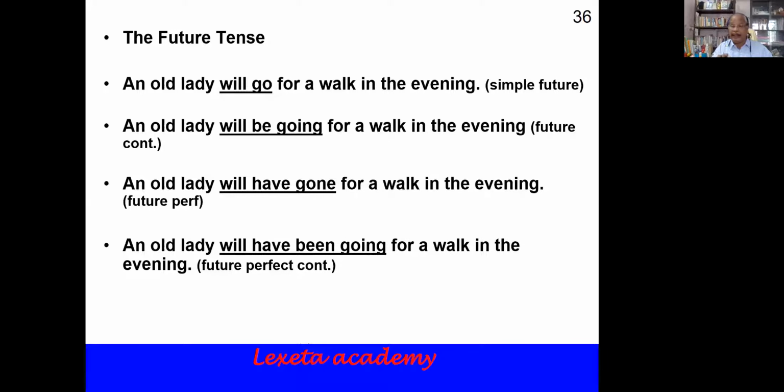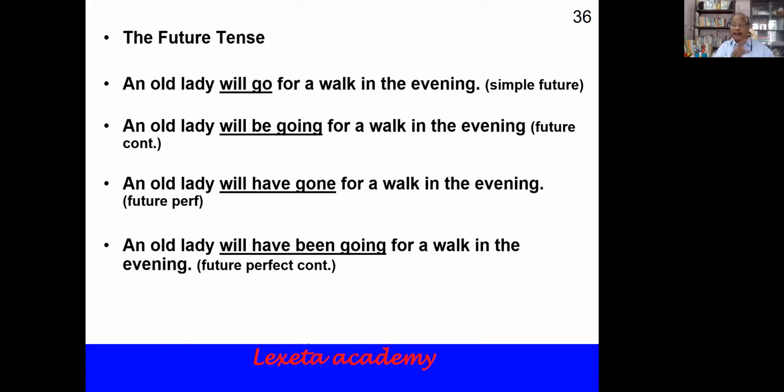An old lady will have been going. Will have been going for a walk in the evening. In the evening, adverb of time. And will have been going. Is going, was going. Here, will have been going. Have been going, will have been going. Have been going, had been going, and will have been going.